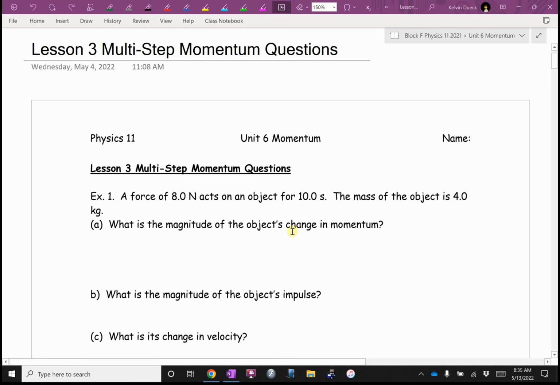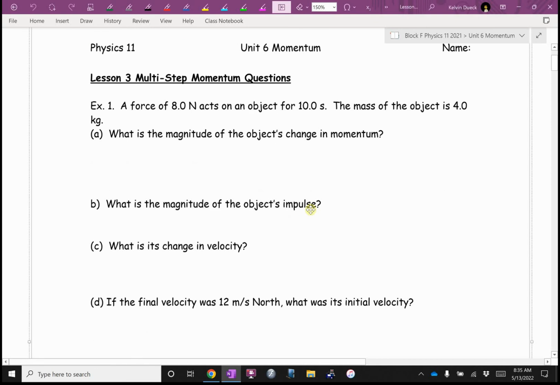So example 1 says this. A force of 8 newtons acts on an object for 10 seconds. The mass of the object is 4 kilograms. Okay. Ella over here. What does A want me to find?